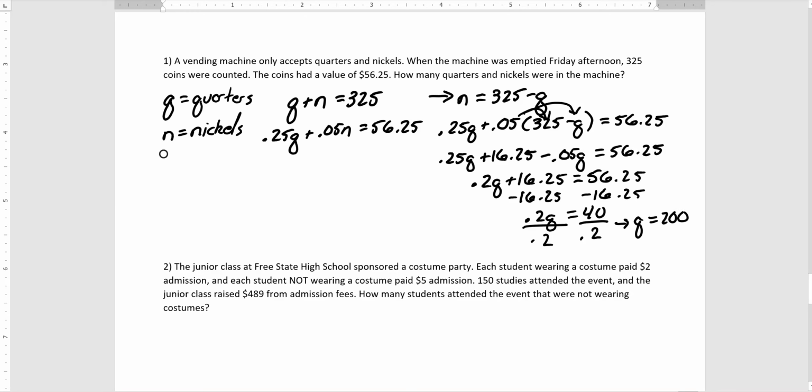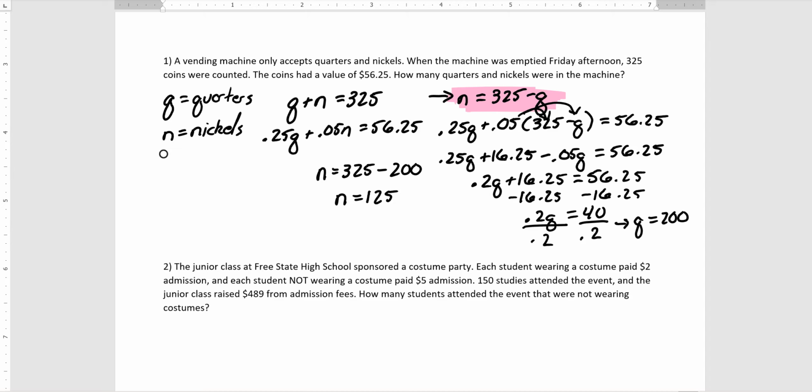Well, what does that tell me? That tells me there were 200 quarters. Well, then how many nickels? So let's go back to that original equation that we used to substitute in here. N equals 325 minus Q. Well, so N would equal 325, and what did we find Q to equal? 200. 325 minus 200, which means N is 125.